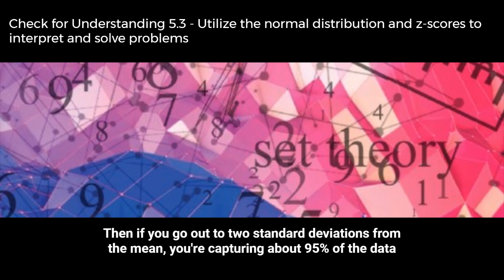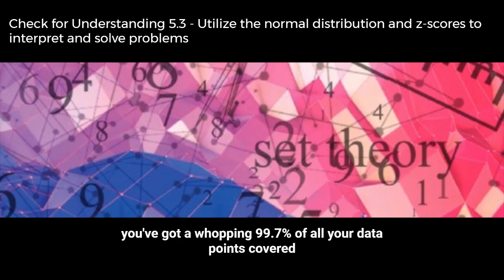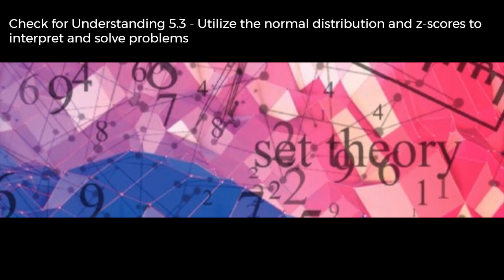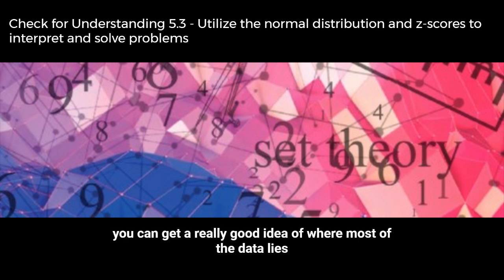Got it. Then, if you go out to two standard deviations from the mean, you're capturing about 95% of the data. And if you stretch all the way to three standard deviations, boom, you've got a whopping 99.7% of all your data points covered. Wow. Almost everything is within those three standard deviations. So just knowing the average and how spread out the data usually is, you can get a really good idea of where most of the data lies.